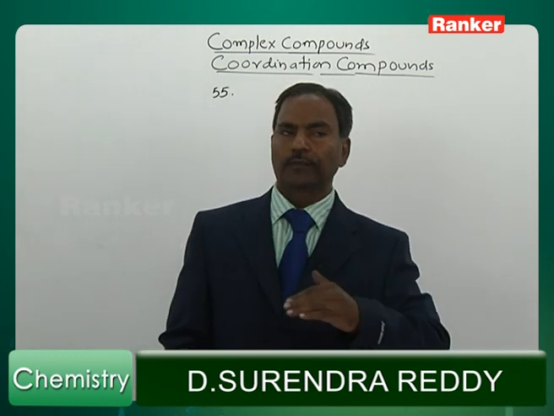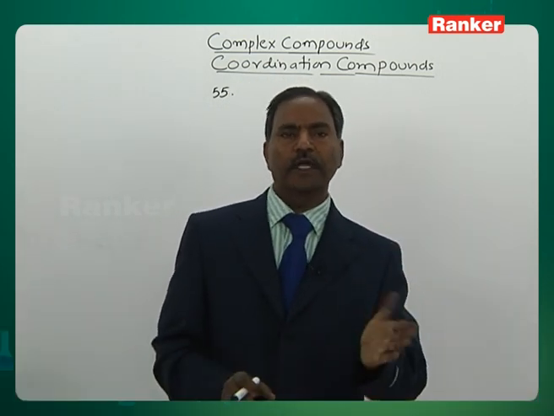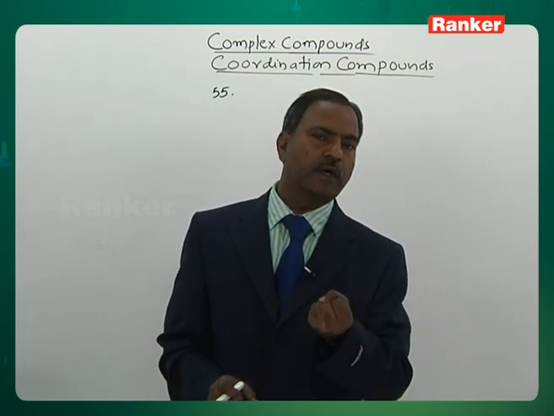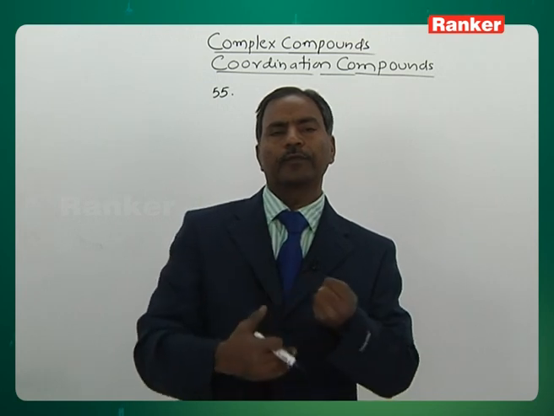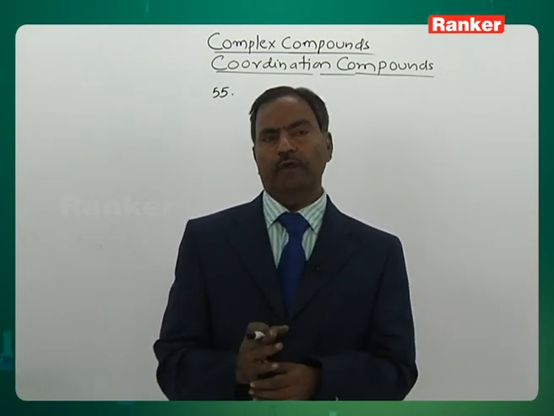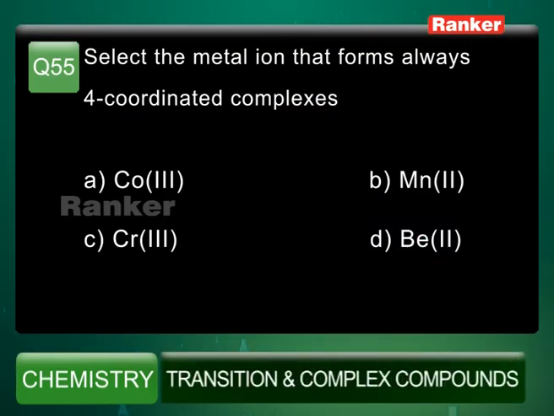Coming to beryllium plus 2, recollect again, beryllium plus 2 belongs to the s block and second group. It is very small in size. Be plus 2 is very small. It can accommodate hardly 4 ligands around it. Therefore, for question number 55, the answer is only beryllium plus 2. So, the answer is D.